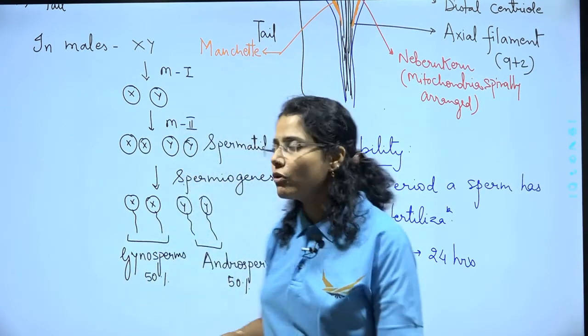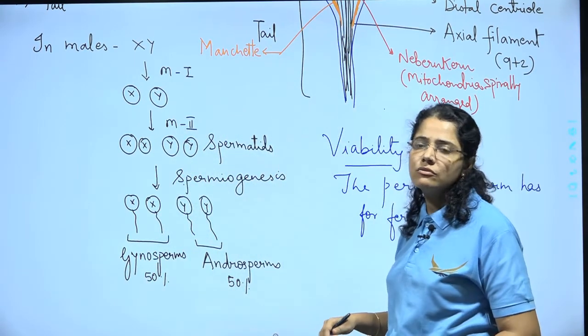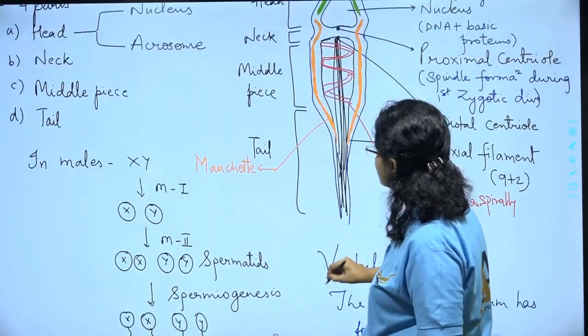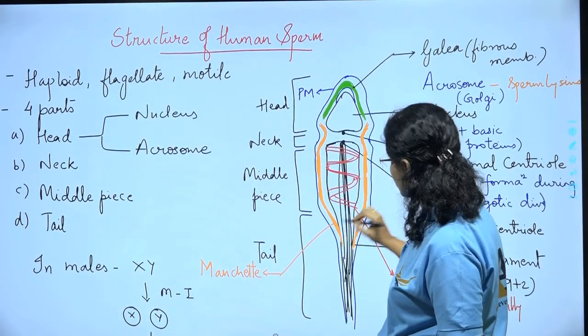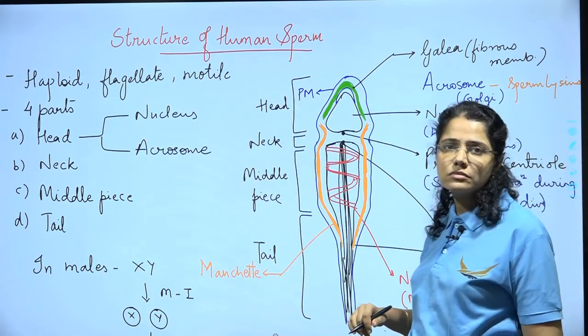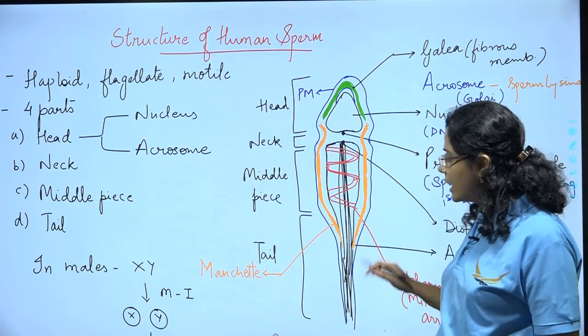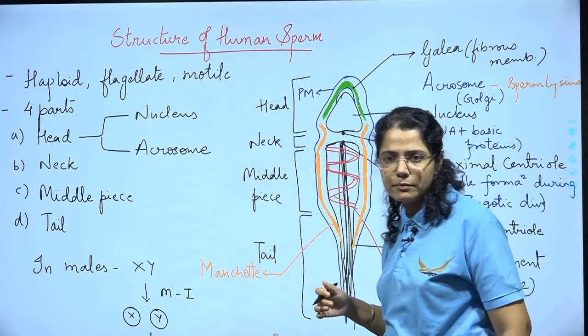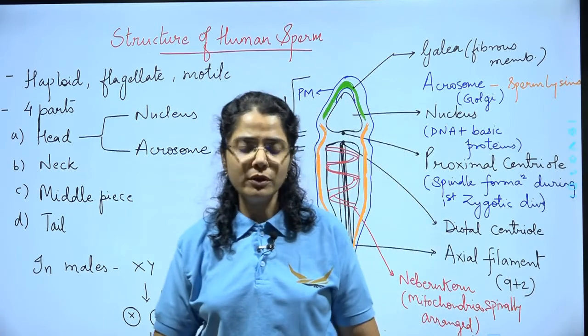So I hope all of you are clear with the structure of the human sperm. Once again I have put up the figure and the labels so that you can recall, and the gynosperms and androsperms and the viability. Hope you all have followed.